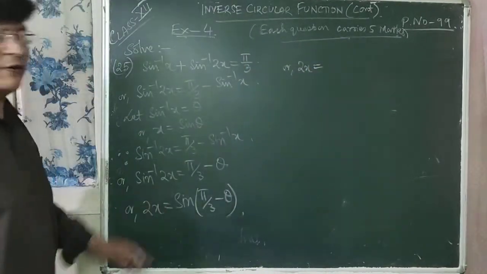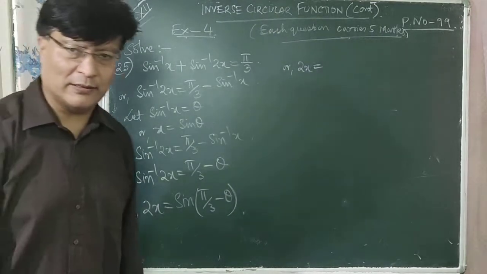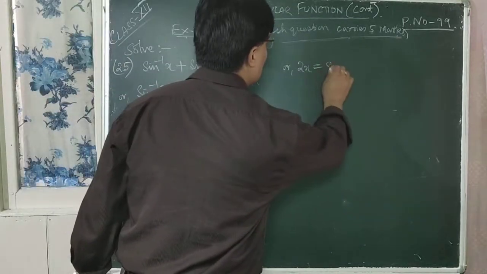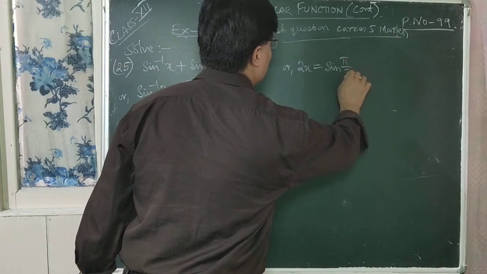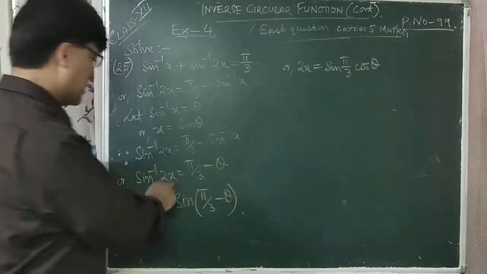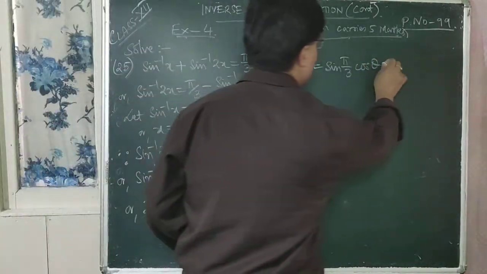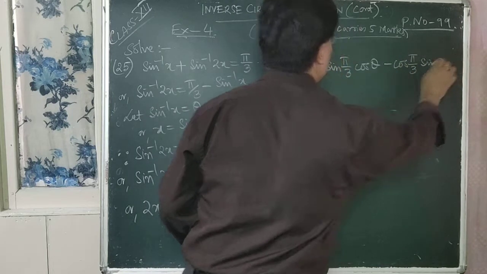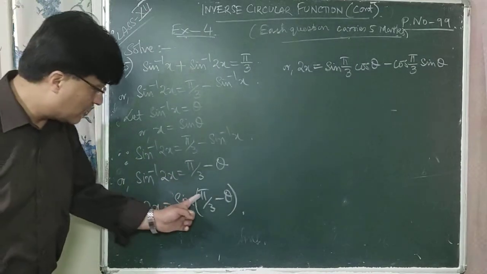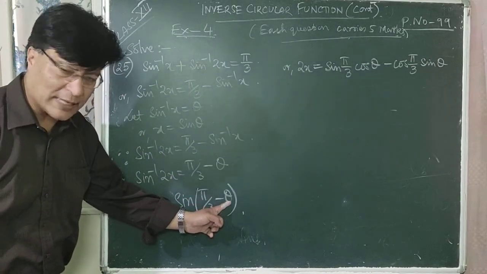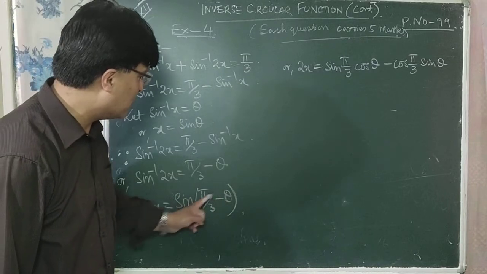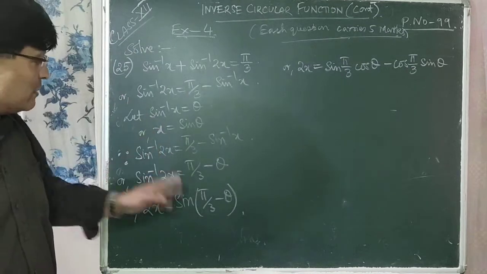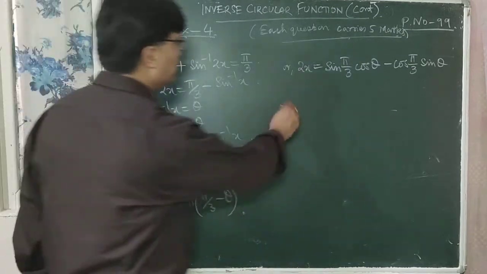So what is the formula for sin of A minus B from compound angle? It is sin A cos B minus cos A sin B. So here it is sin pi by 3 cos theta, sin A cos B minus cos A, then what is sin B? It is sin theta. Is that clear? Here A is pi by 3 and B is theta. So sin A cos B minus cos A sin B, right? Here A is pi by 3 and B is theta, right?